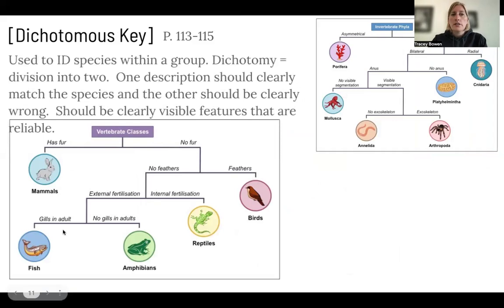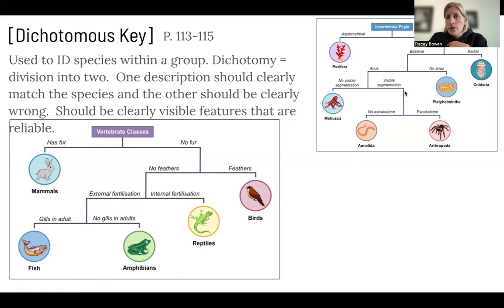Dichotomous keys are used to ID species within a group. Dichotomy means division into 2. One description should clearly match the species and the other should be clearly wrong. There should be clearly visible features that are reliable. If we were trying to identify vertebrates, we would say, does it have fur or no fur? If it has fur, it's a mammal. If it has no fur, does it have feathers or no feathers? If it has feathers, it's a bird. So you can see here, these different characteristics allow for identification of these different classes of organisms.